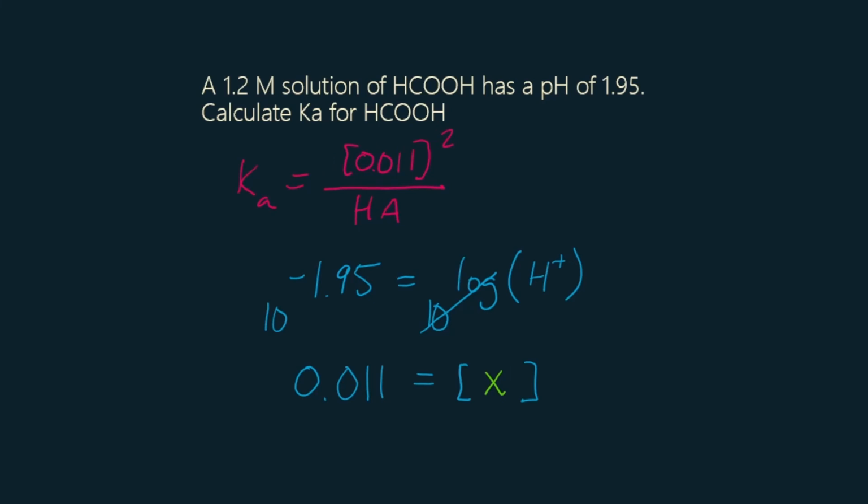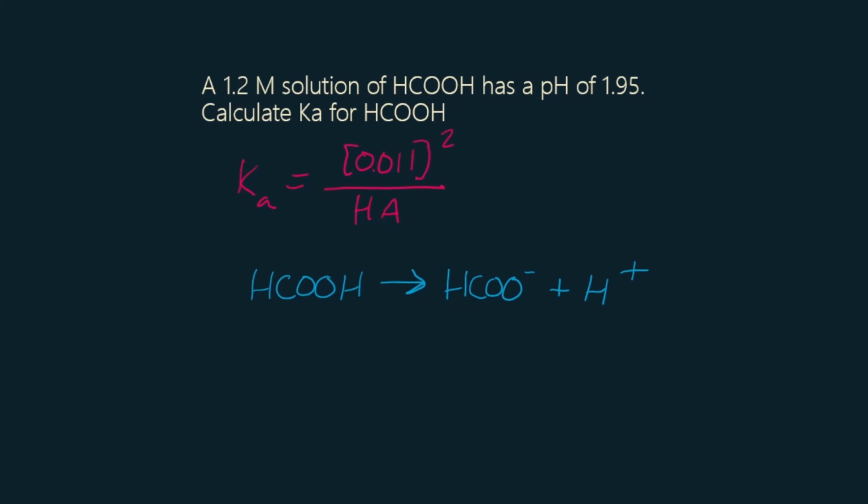To get this, let's use the ICE table. The first step is to write out the equation for the dissociation of HCOOH. Next, we'll put in our ICE. First, we know that we start with 1.2 molar HCOOH and none of the conjugate base or H+. Next, we know that at the pH of 1.95, our H+ increased to 0.011. So our change in H+ is that value.